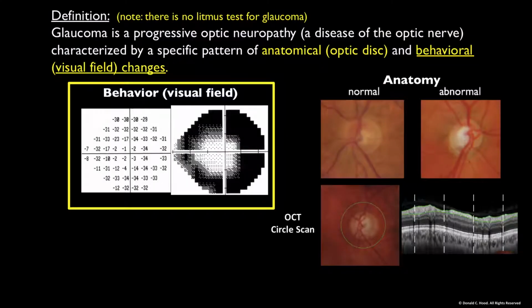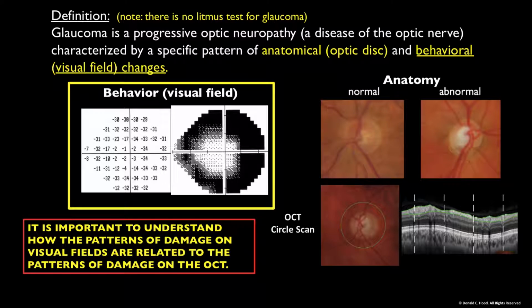So first of all, why is it important to have a deep understanding of the relationship between visual fields and OCT? Well, I return to the definition of glaucoma and the fact there's no litmus test for glaucoma, that it's a progressive optic neuropathy that's characterized by a specific pattern of anatomical, in this case we're going to mean OCT, and behavioral, in this case we're going to mean visual field changes. So it's important to understand, because of this, how the patterns of damage seen on visual fields are related to the patterns of damage on the OCT.